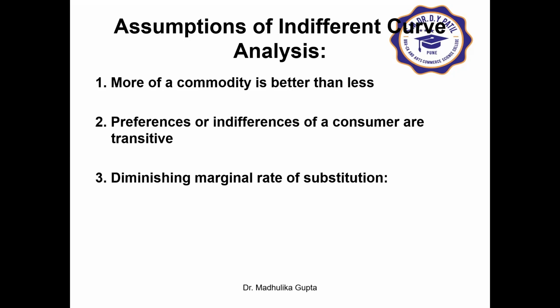The next assumption is that the preferences or indifferences of a consumer are transitive. That means suppose there are three combinations of two goods, A, B, C, and if the consumer is indifferent between A and B and also between B and C, it is then assumed that he will be indifferent between A and C too. So this implies that the consumer is quite consistent, and this is known as the assumption of transitivity, right?